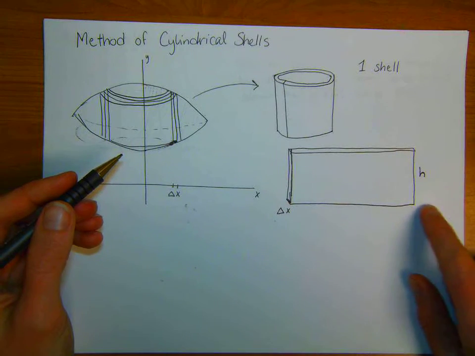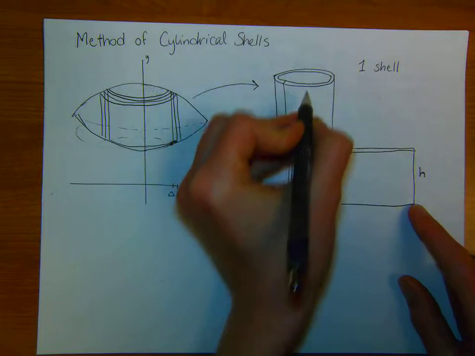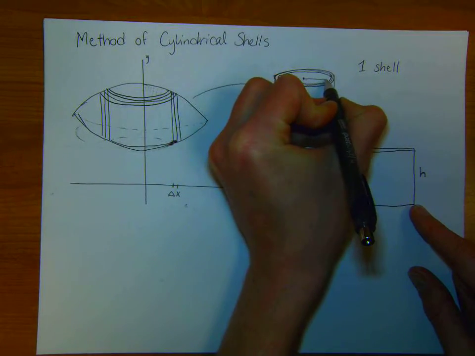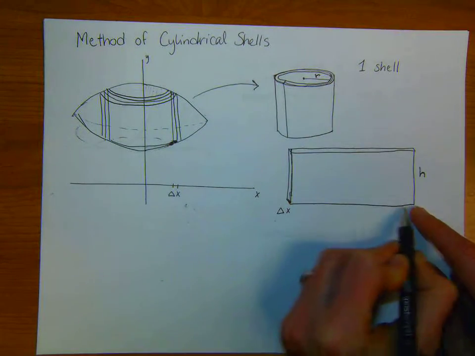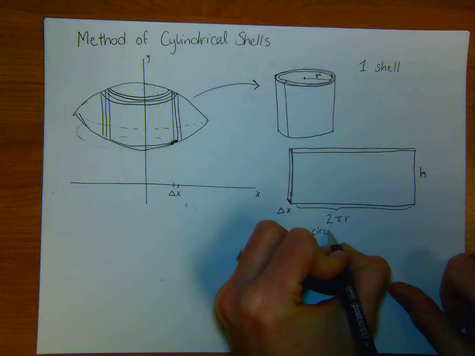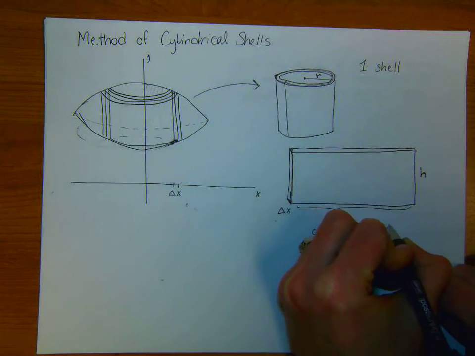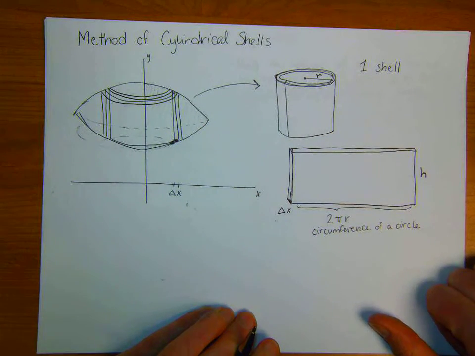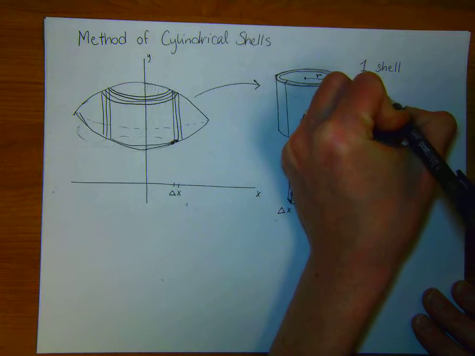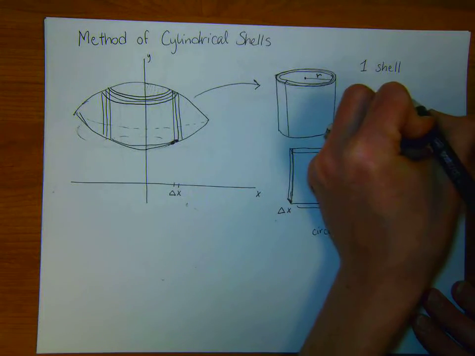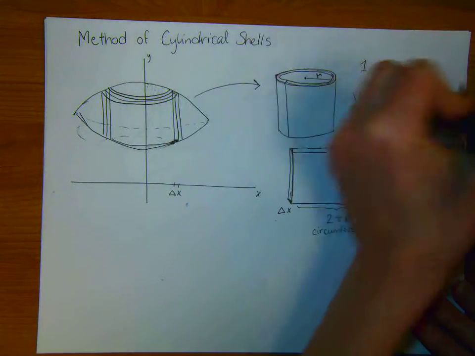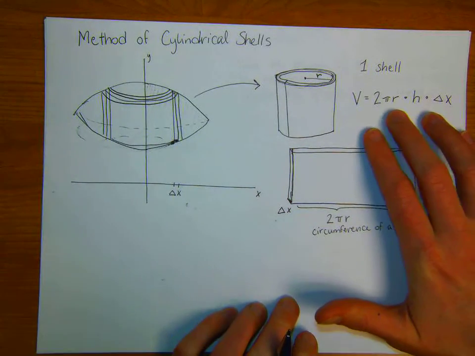And what is the length along the base? The base length comes from unrolling the circumference of this circle. If this circle has radius r, the circumference of a circle is 2 pi r. So the length along the bottom is the circumference of a circle. That means that the volume of one particular shell is the base, which is 2 pi r, times the height, which I'm just leaving as h, times the width of each shell, which in this case is delta x.